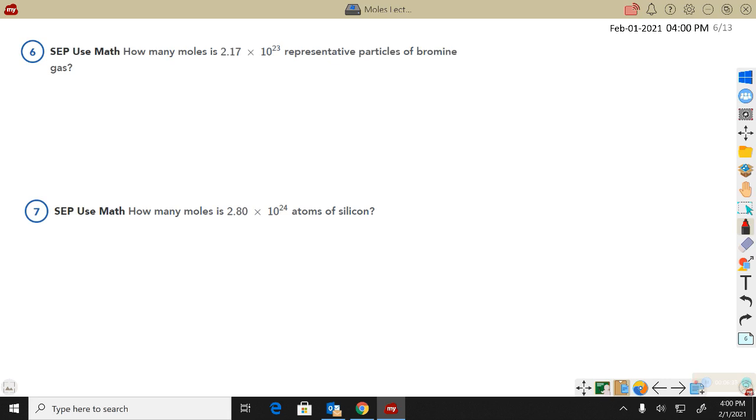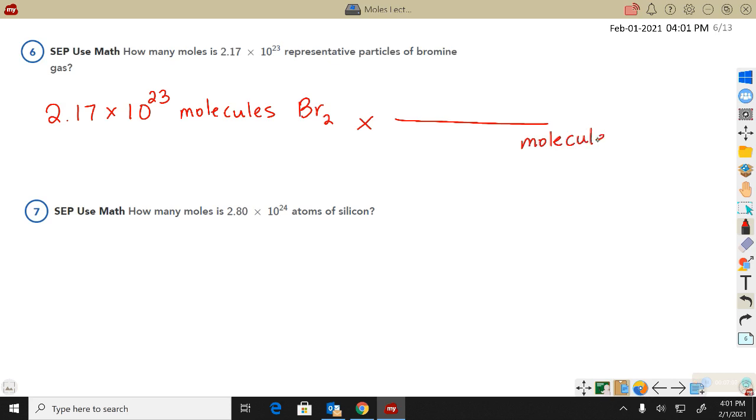Watch this. You start with what you have, 2.17 times 10 to the 23rd representative particles. Bromine gas is a molecule, so we'd say molecules of Br2. Then I'm going to set up my proportion so I can switch my units. The unit that I have is going to go on the bottom. I don't want this in molecules anymore. The unit that I want goes on top. How many moles? Moles goes on the top.